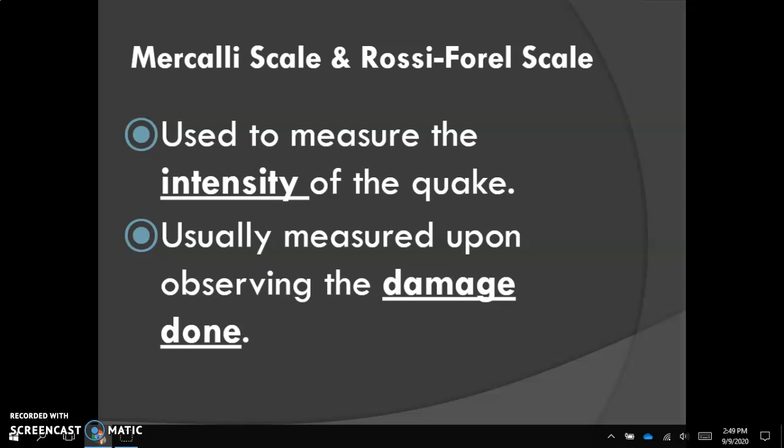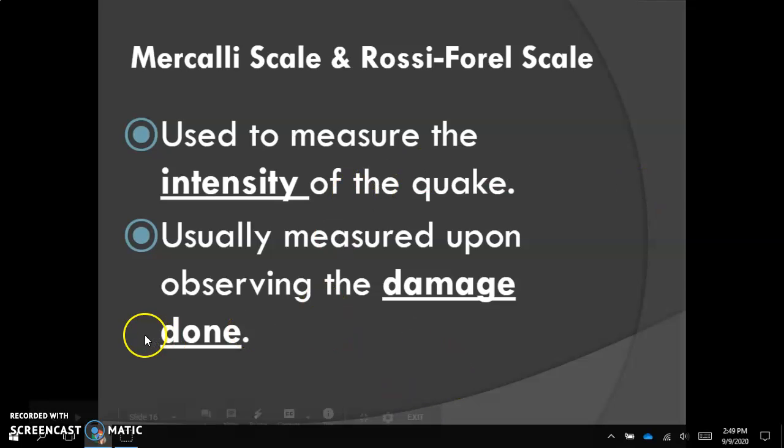The Mercalli scale and the Rossi-Forel scale are used to measure the intensity of the earthquake, and this is usually measured upon observing the damage done. Now, I will say you guys will have a quiz question that asks about what is used to measure the intensity of an earthquake. It's the Mercalli scale. Okay, the answer is the Mercalli scale.